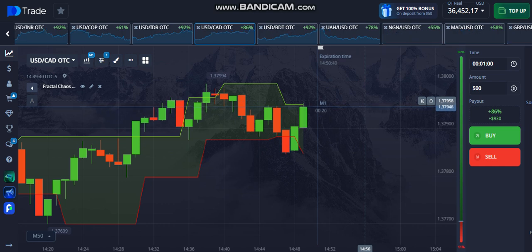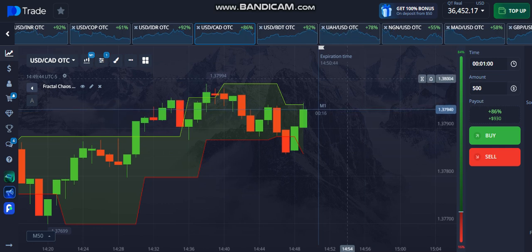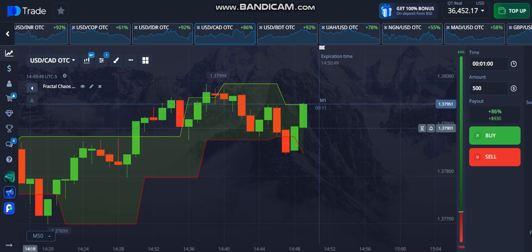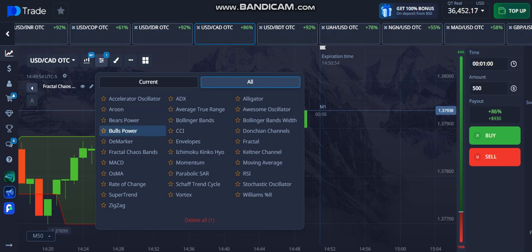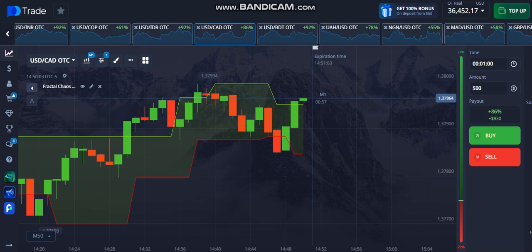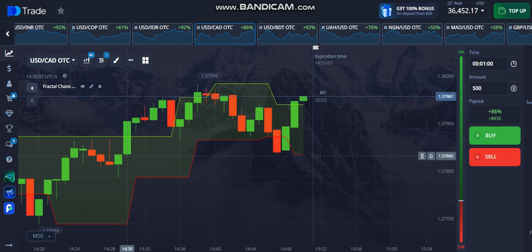So today I'm on the Pocket Option platform and I'm going to be trading OTC currency pairs utilizing one indicator. And that indicator is the Fractal Chaos Band. So if we click on the indicator button, the Fractal Chaos Bands is right here. And when we click on it, we see these two band lines here. The upper band, which is the green line, and the lower band, which is the red line.